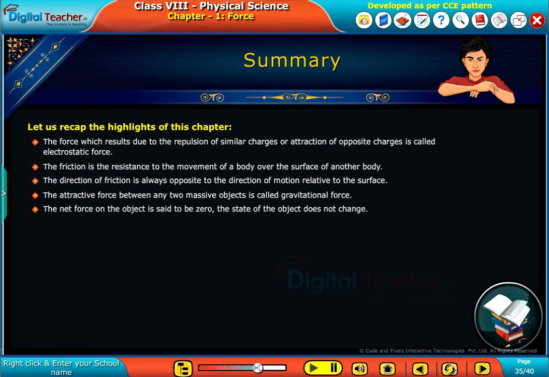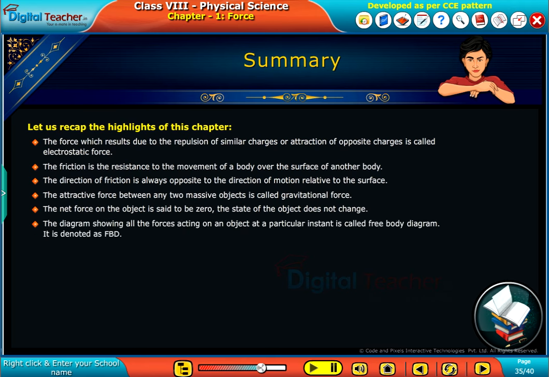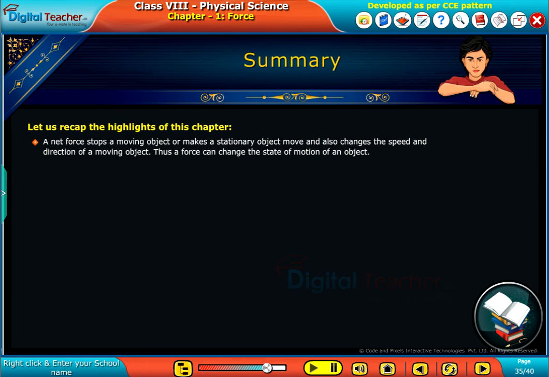The net force on the object is said to be zero. The state of the object does not change. The diagram showing all the forces acting on an object at a particular instant is called Free body Diagram. It is denoted as FBD. A net force stops a moving object or makes a stationary object move and also changes the speed and direction of a moving object. Thus, a force can change the state of motion of an object.